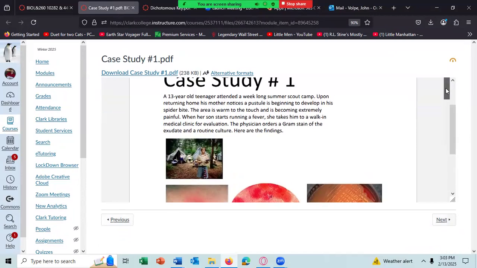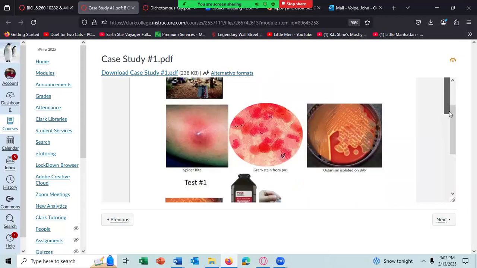A 13-year-old teenager attended a week-long summer scout camp. Upon returning home, his mother notices a pustule beginning to develop in a spider bite on his arm. The area is warm to the touch and is becoming extremely painful. When her son starts running a fever, she takes him to a walk-in medical clinic for evaluation. The physician orders a gram stain of the exudate and a routine culture. Here are the initial findings.